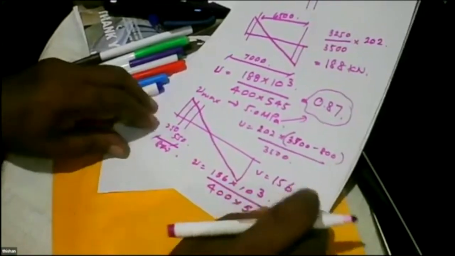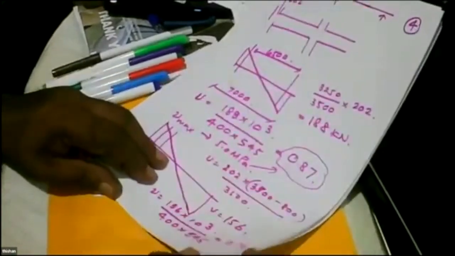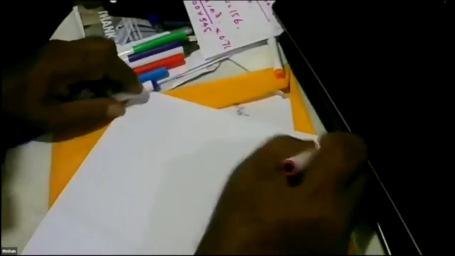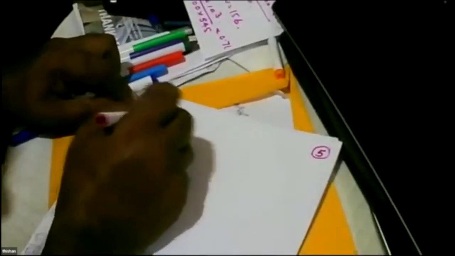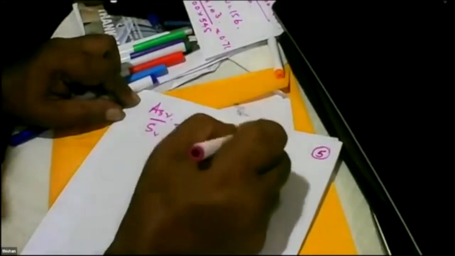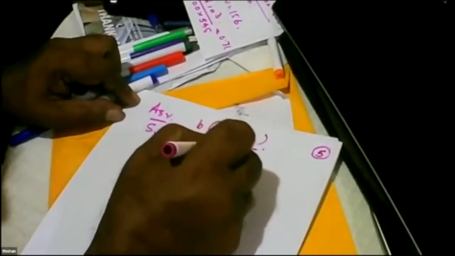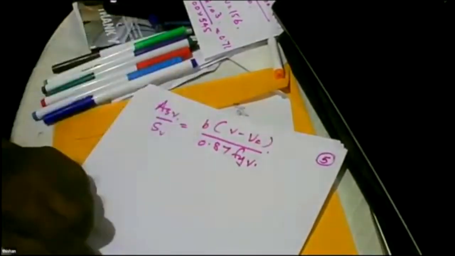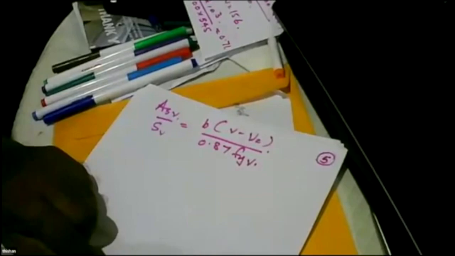Then we look at the BS formula. It says ASV over SV is equal to B (V minus VC) over 0.87 FYV. Very simple.